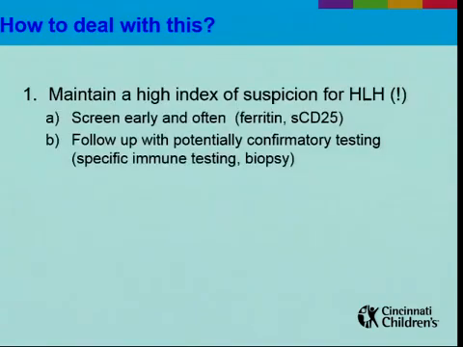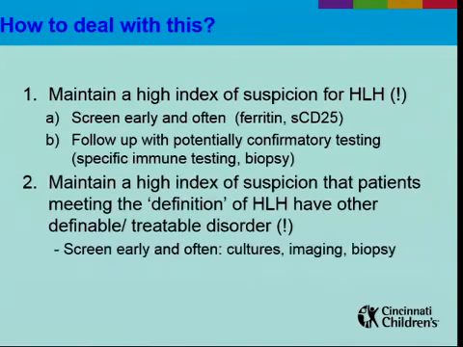So how do we deal with this, or how should you deal with it? You want to maintain a high suspicion for HLH, screen early and often. Ferritin is a great screen and available at every institution. Soluble CD25 testing is now available through many labs, including our own. Consider early confirmatory specific immune testing, screening for the genetic defects, as well as consider biopsy. And continue that your first screen may not meet the definition of HLH, but consider that it may be an evolving diagnosis, and you may have to continue to rescreen and look.